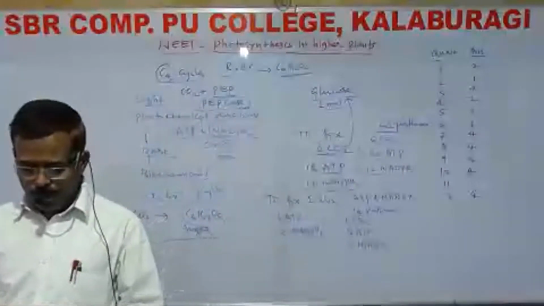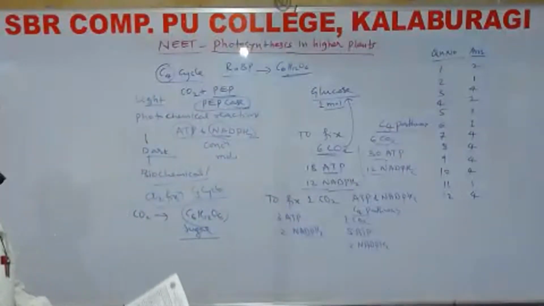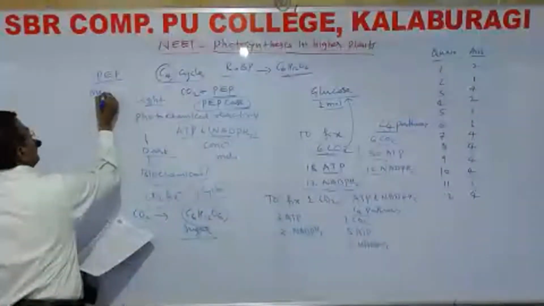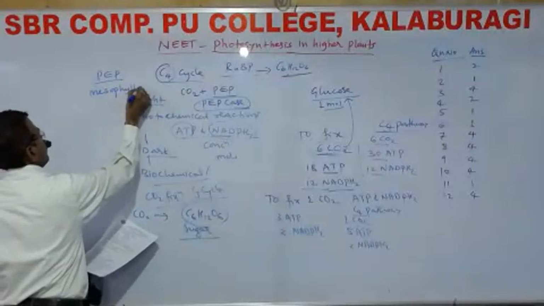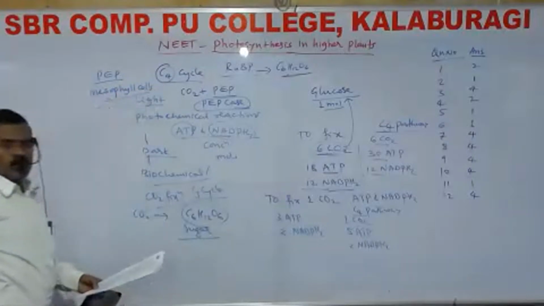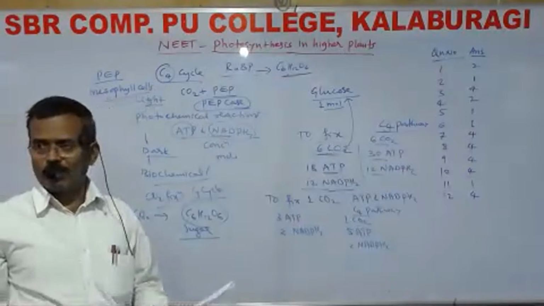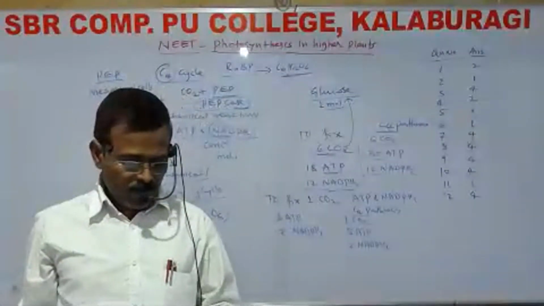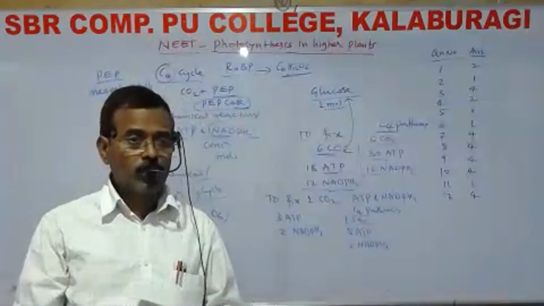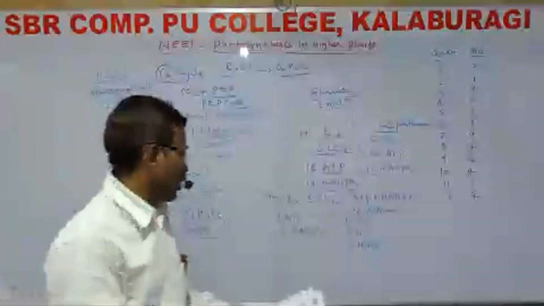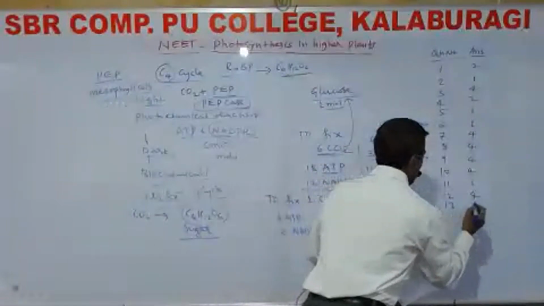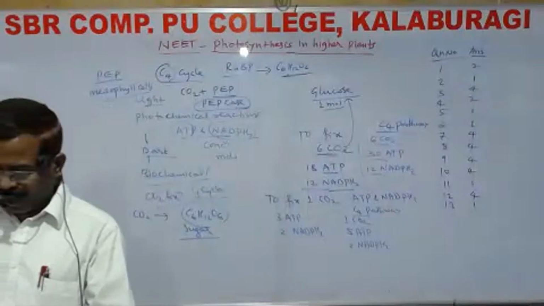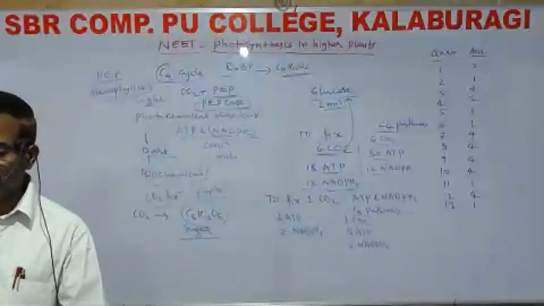Okay, next now, PEP, phosphoenol pyruvic acid, is present in the chloroplast of mesophyll cells. Chloroplasts of mesophyll cells have PEP, phosphoenol pyruvic acid. Next, PEP has an advantage over Rubisco. The advantage is, so 13(1). So moving on to the protein, the phosphoenol pyruvic carboxylase enzyme has an advantage over Rubisco enzyme.